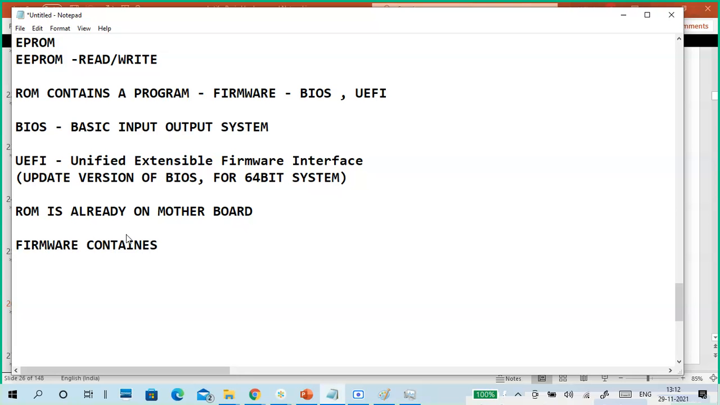Your firmware contains data and some instructions. Some instructions means how to start a computer. So when you power on the system, what to do.